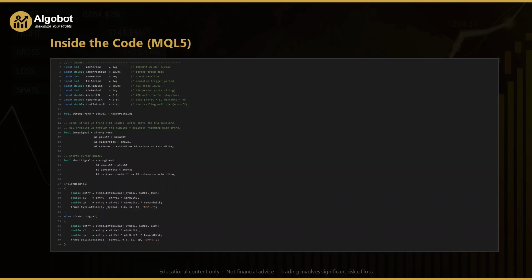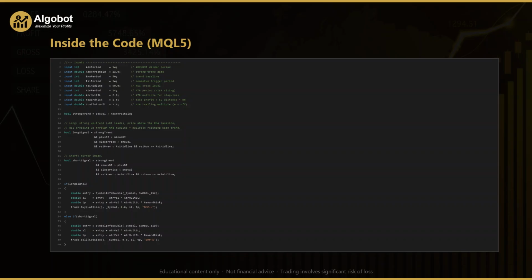Just before that, it sets the stop-loss 2 ATRs below the entry price and the take profit at that same distance multiplied by the reward-to-risk value. The short signal, just underneath, is the exact mirror. It needs a strong trend, minus DI leading plus DI, price below the EMA, and RSI crossing from above the midline down through it. When that lines up, the code calls trade.sell, placing the stop-loss 2 ATRs above entry and the take profit the reward-to-risk distance below.